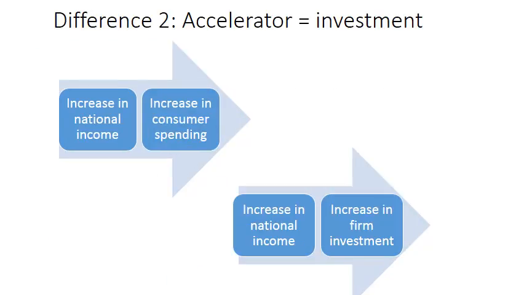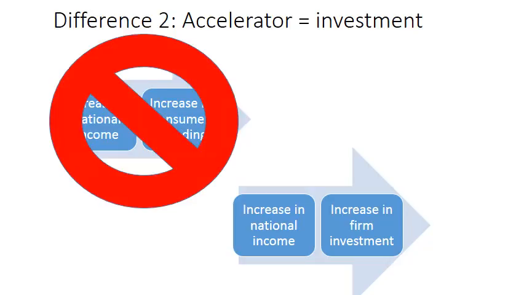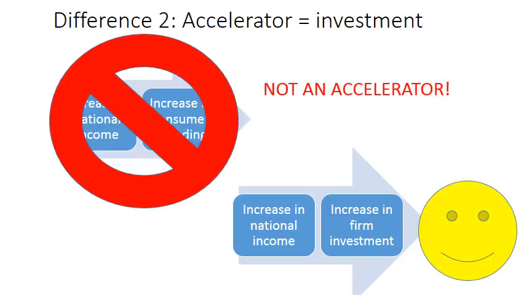And like I said, the other key aspect is to do with the fact that the accelerator must include investment. So if we have some increase in national income that causes increases in consumer spending, which could easily be part of a multiplier story, that's not an accelerator. And it's not an accelerator because it doesn't involve increases in investment. Instead, our second category down here, where we have the increase in national income causing the higher investment, that then counts as our accelerator instead. It's involving investment, not just consumer spending.